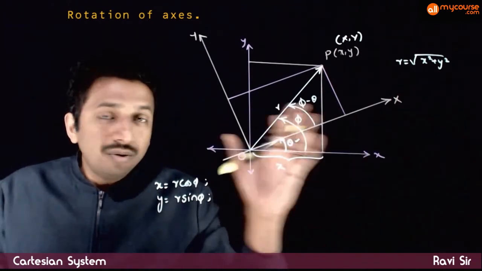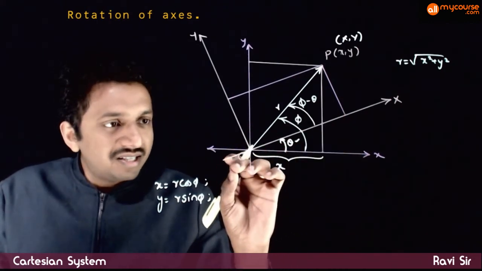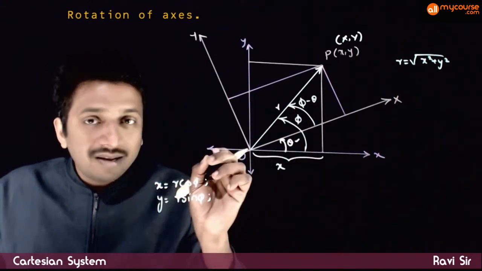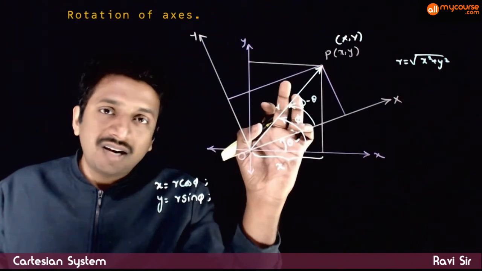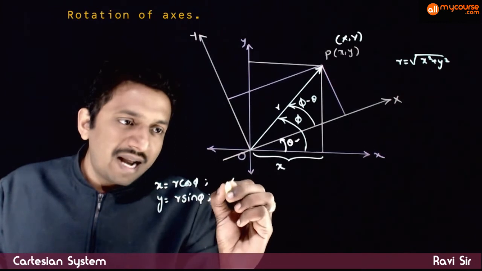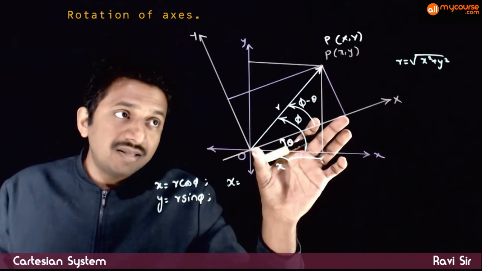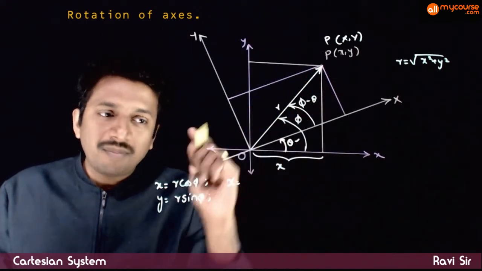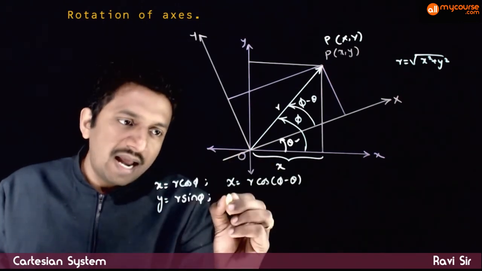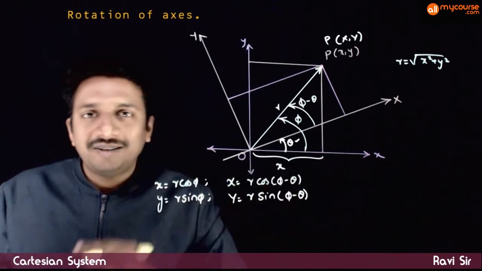Next, in the new coordinate system also, because the origin is not changed, the distance of the point P from the origin is again equal to r. But the difference is the angle that this ray makes with the x-axis. So this time, can I write the new coordinate of the point P, capital X, is equal to r times cos of phi minus theta. And capital Y is equal to r times sine of phi minus theta.